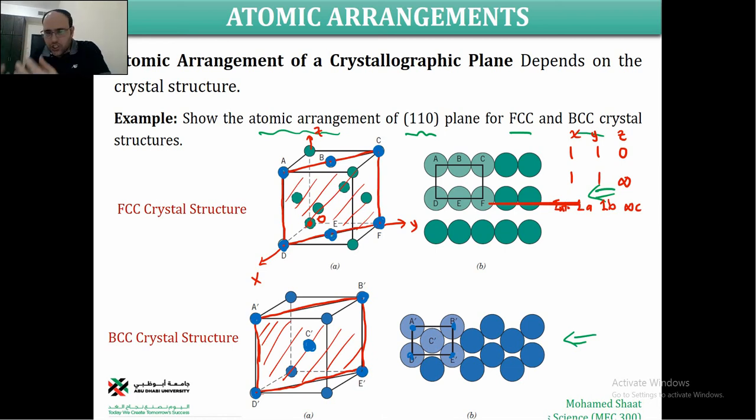Do we have an FCC crystal structure or a BCC crystal structure, or what is the crystal structure of this material? This investigation should be done through the TEM, and we should understand the arrangement of the atoms over the specific plane. We took a picture of this material at this plane, which is the 110 plane, and we got either this image or this image. So based on the image obtained from the TEM, we can identify the crystal structure. That's why crystallographic planes are a big deal, and it is important to understand how you can identify them. Make sense?